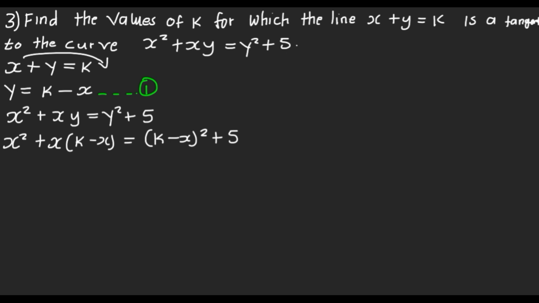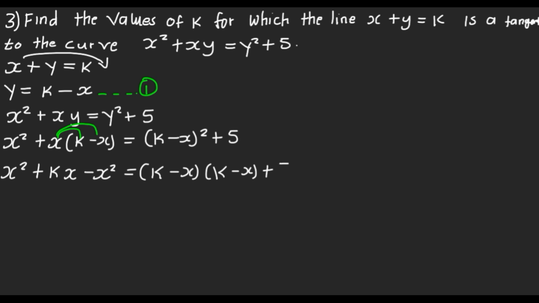So I'm going to expand the left side. So this will be x times k, then x times negative x. So I'm going to get x squared plus x times k is kx. x times negative x will be negative x squared. Then here I'm going to have k minus x times k minus x plus 5.